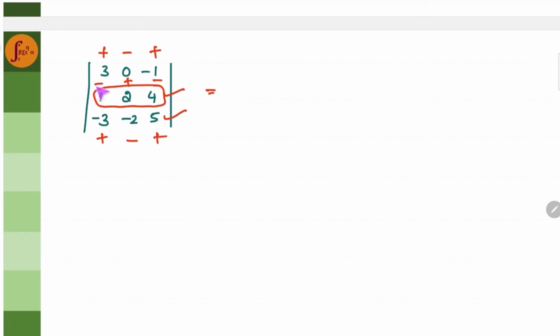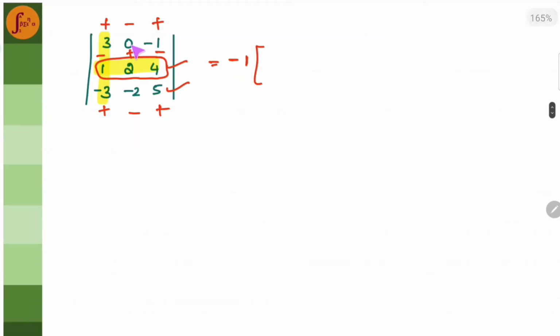So if you're taking the second row, the first element would be 1 here. And you have minus here, you have to take minus here, into, now you'll have to ignore the row in which this element is there. So you'll have to ignore this and this. So what are you left with? You're left with 0, minus 1, minus 2, minus 5. Now you'll have to cross multiply: 0 into 5, minus, what you have? Minus 2 into minus 1.